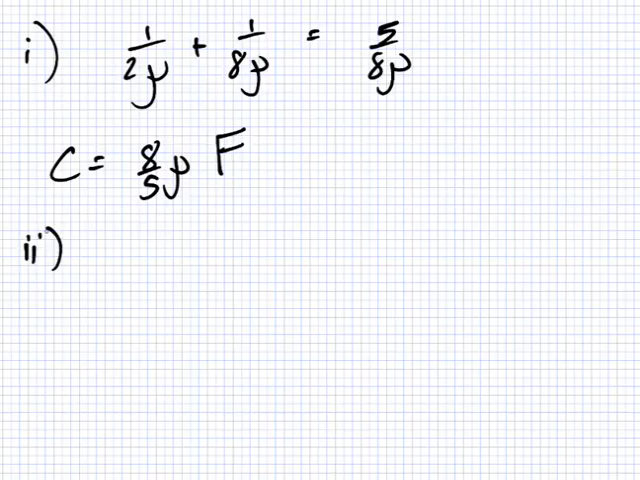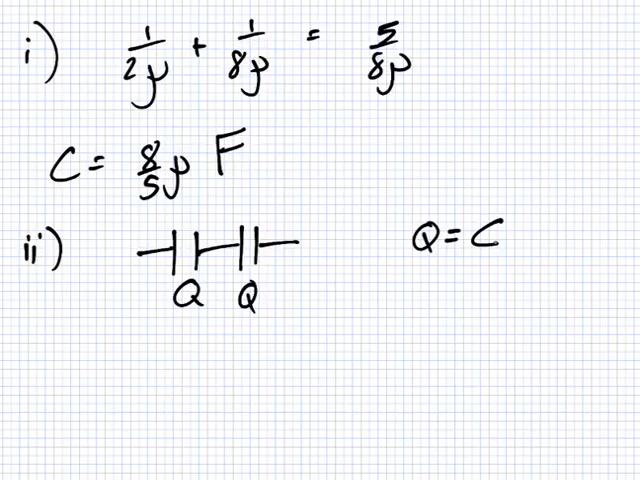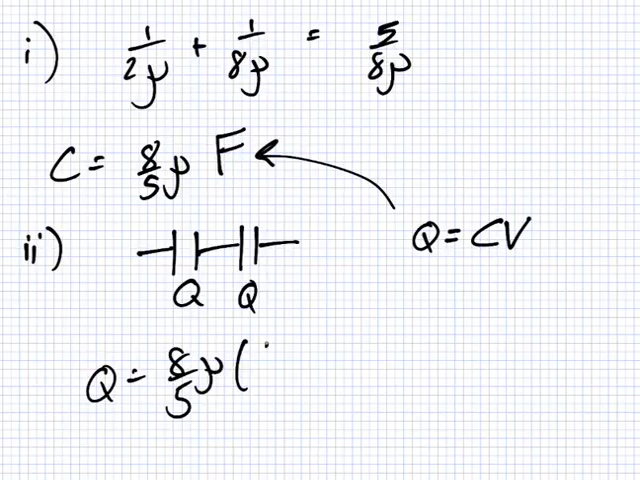When capacitors are in series, what do you know about their charge? Yeah, the charges here will be the same, which is also the same as the total charge. And what's the formula for charge? And what's the V? 40. And there's the C. So, Q equals 8 over 5 micro times 40, which is 64 micro coulombs.